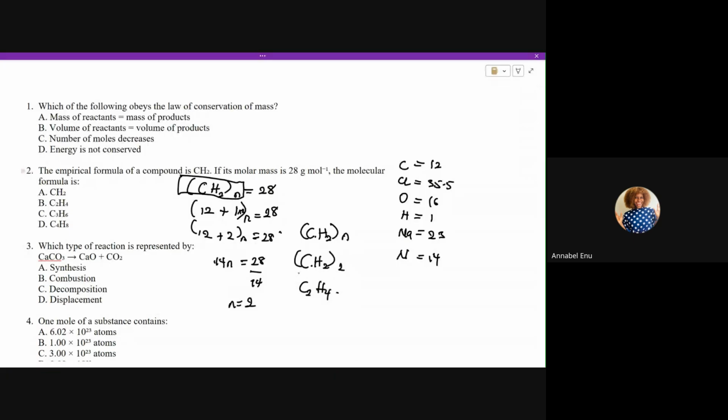So this molecular formula is now going to tell us what exactly this compound is. If you've done organic chemistry, when we solve for the molecular formula and we get C2H4, we see that this is ethene. So we can call this ethene, or we say this is the molecular formula of ethene. But what the empirical formula tells us is just the simplest ratio.